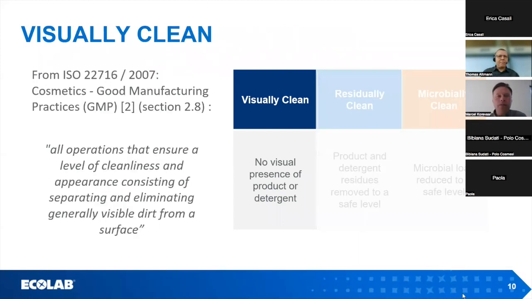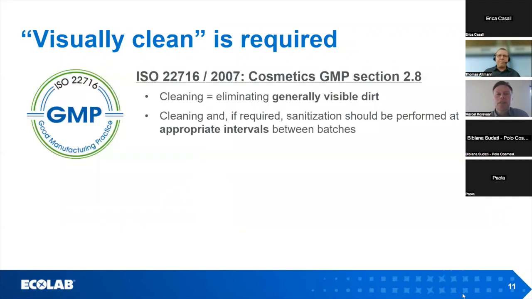So if we go to the next slide, we start to talk about visually clean. For me, in my daily practice when we go to customers, as Thomas was already saying, it's a very good discussion point, because it's also the start of every clean. So how can you judge that your cleaning is good enough? In the cosmetic GMPs, we already say there must be a level of cleanliness and appearance to get rid of general visible dirt from a surface. So that's clear. But okay, how clean is clean? And that's what we're going to touch on.